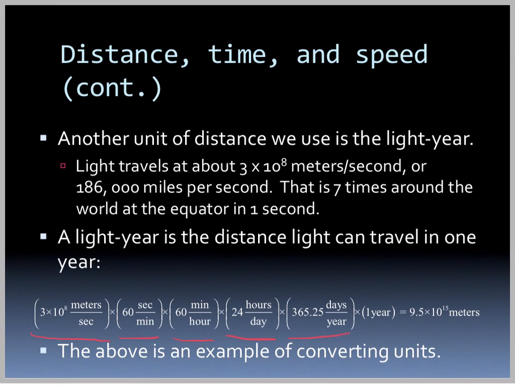And that's going to give us, if we multiply these out, notice that the seconds go away, the minutes go away, the hours go away, like algebraic things, the days go away. I get meters per year. And I multiply by 1 year, and I get then that a light year is 9.5 times 10 to the 15th meters. The above example that we just looked at is an example of converting units.